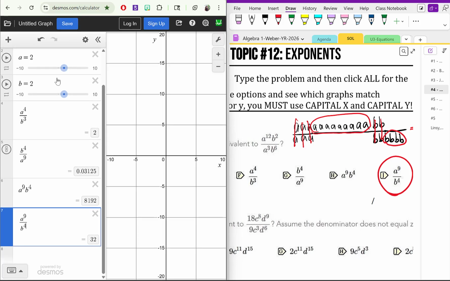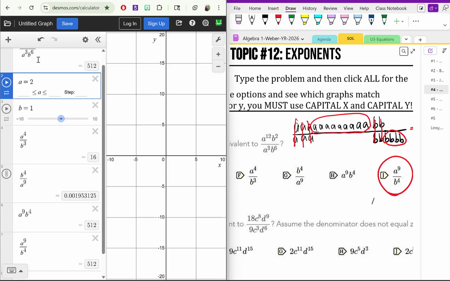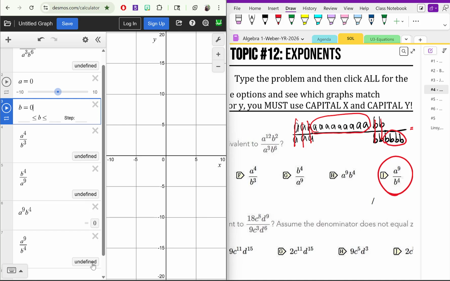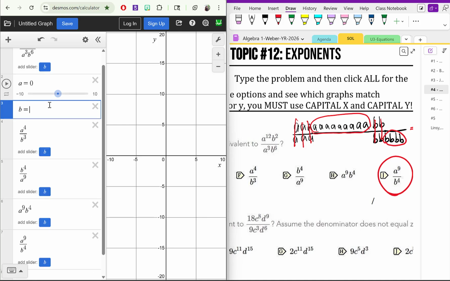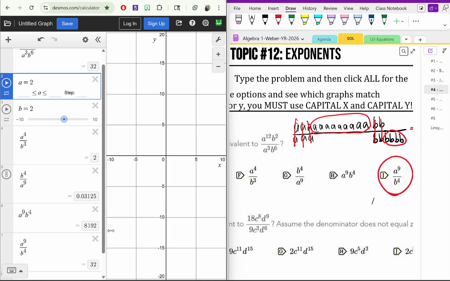Now, I do want to show you what happens if you use the number 1, right? Like I told you, you can't use the number 1. Well, what happens if you do? Here's the problem. If I use the number 1, all my answers are 1, and so that doesn't help me. Same thing for 0. If I put 0, I have 3 of them that say undefined. It just doesn't work, okay? So always just use the number 2, and then you're good.